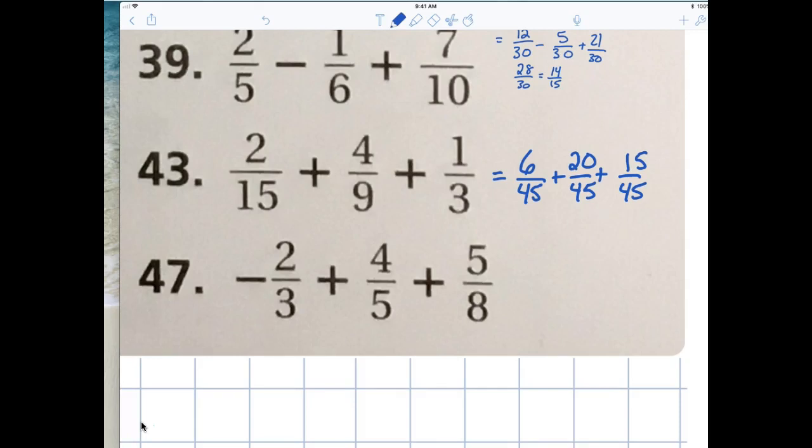I think it's 41 over 45 too. Does anybody double check his work? 41 over 45. So everybody pretty happy with that, right?